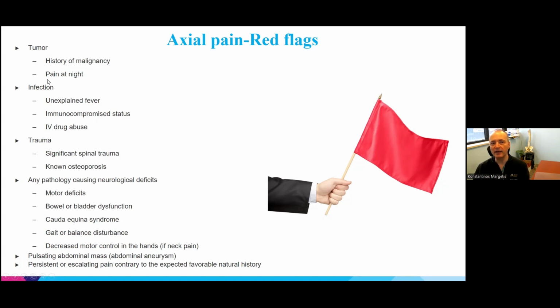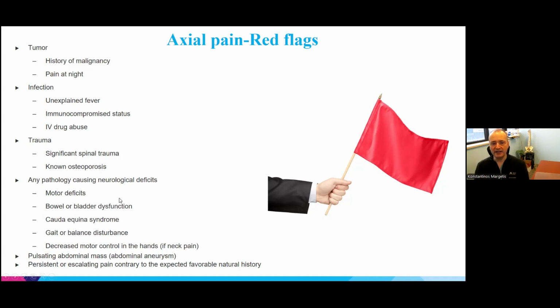And again, for any of these red flags, we might proceed directly with imaging. We might not try the conservative treatment. We might just go directly get an MRI or X-rays. Now, if there is a significant trauma, or if the patient has known osteoporosis, then there is always a suspicion for a fracture or dislocation of the spine, and we might need to get imaging.